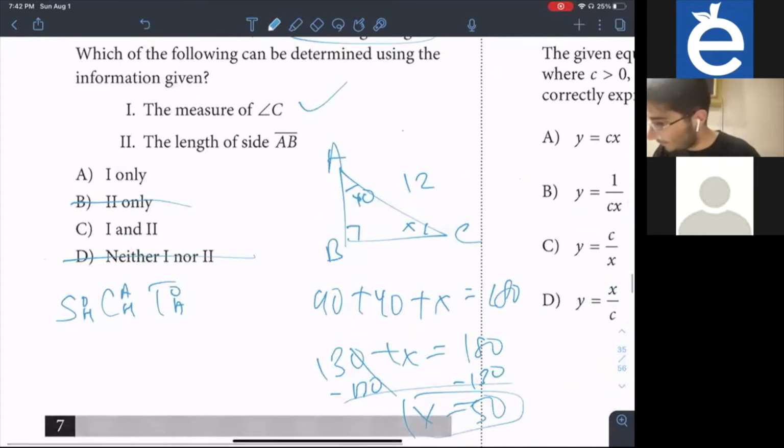Since we're given the hypotenuse, which is this side right here, it's 12, you also have to realize what you're looking for. You're looking for side AB. So you would have to use the length of side AB and the hypotenuse. Okay, so we can use cosine.